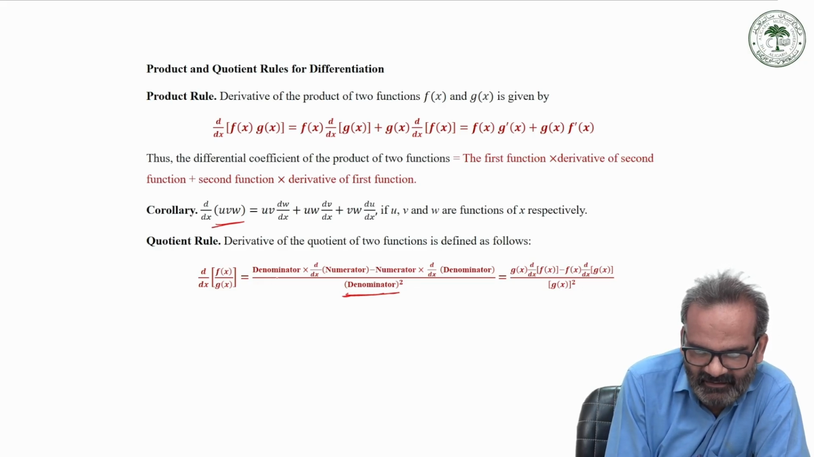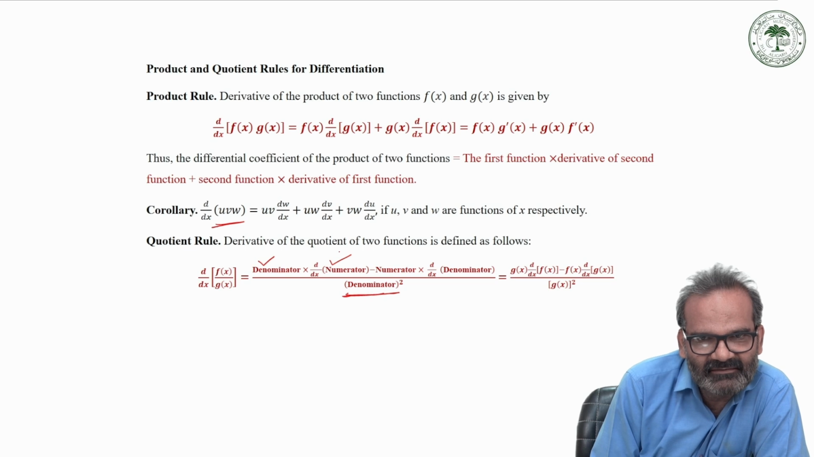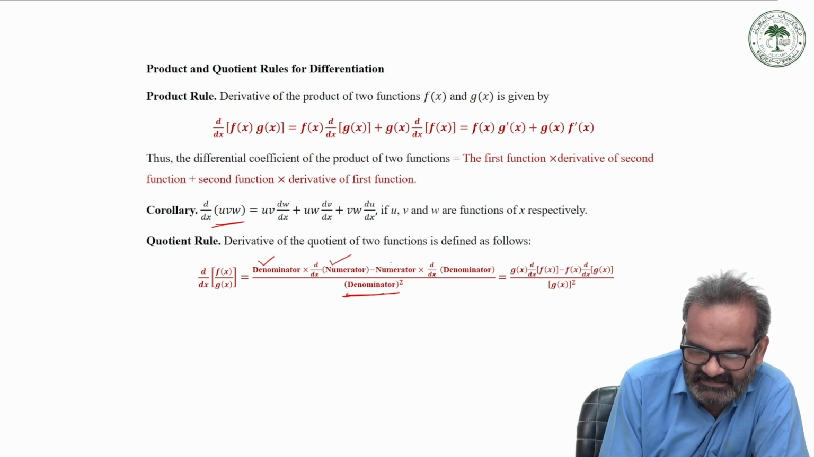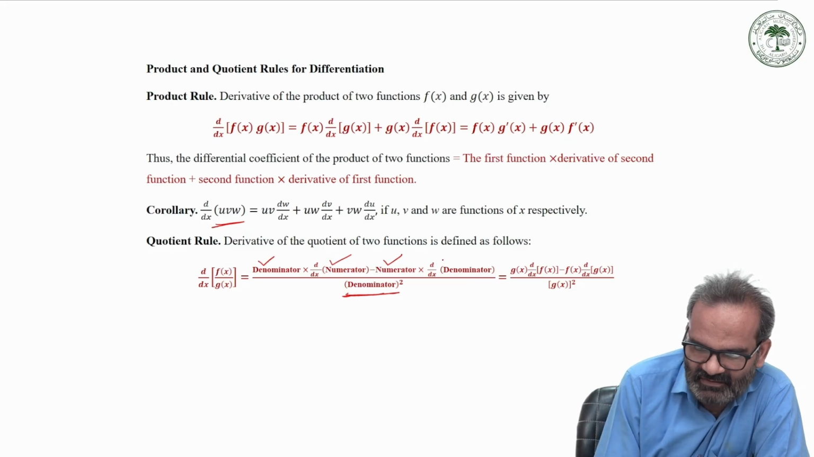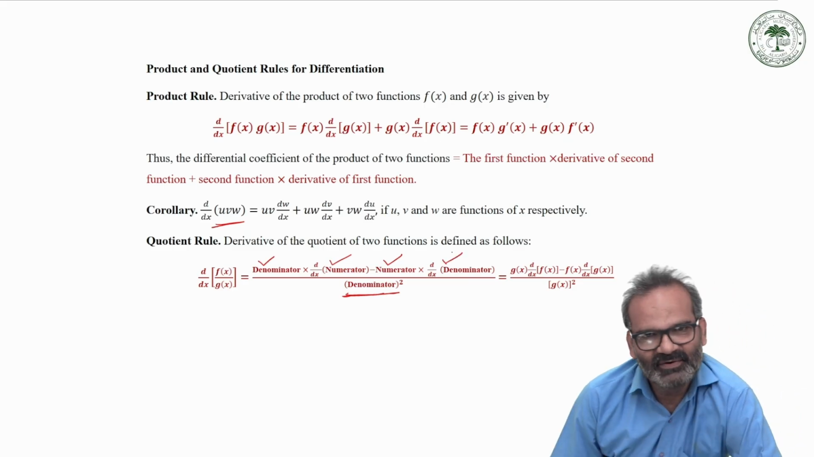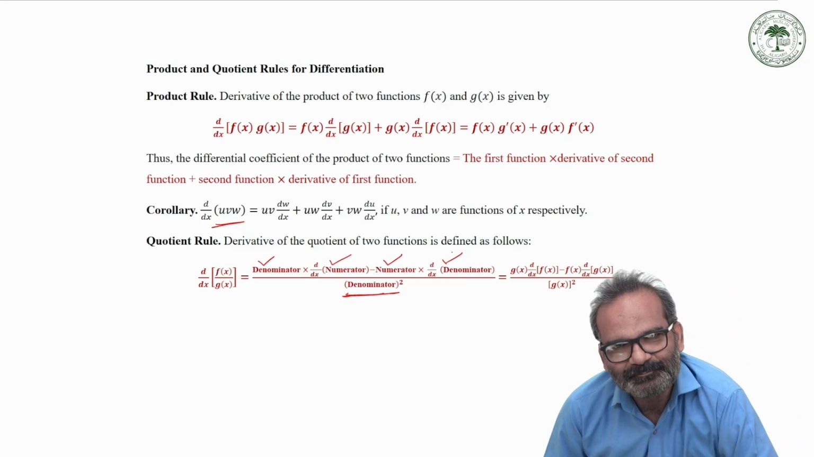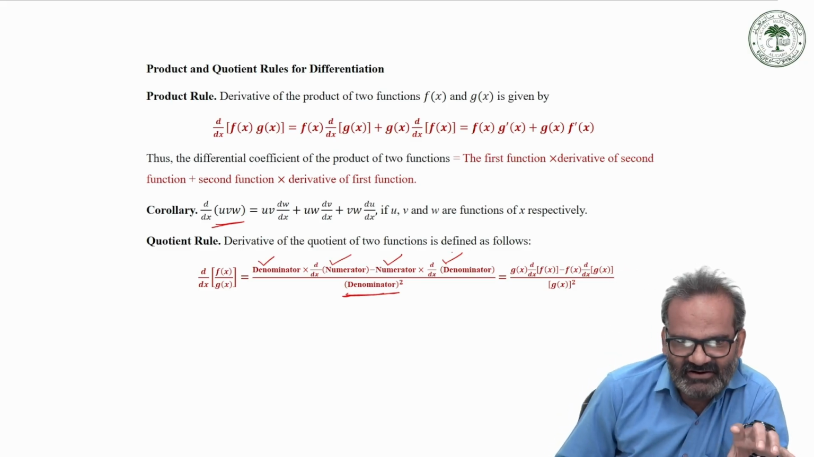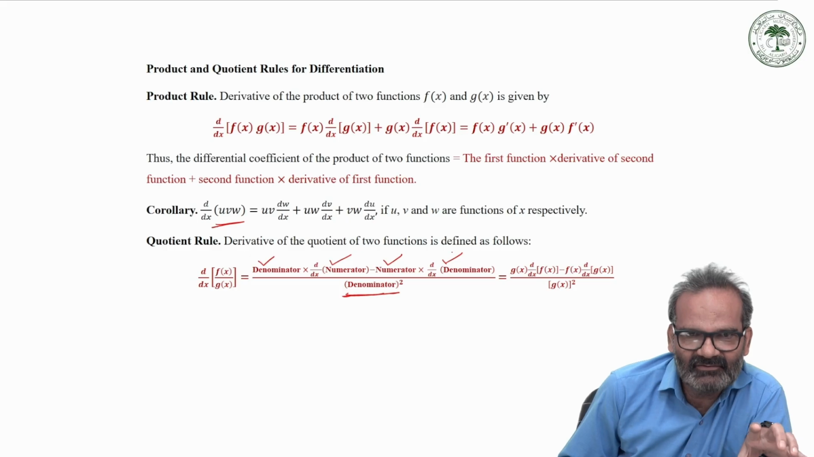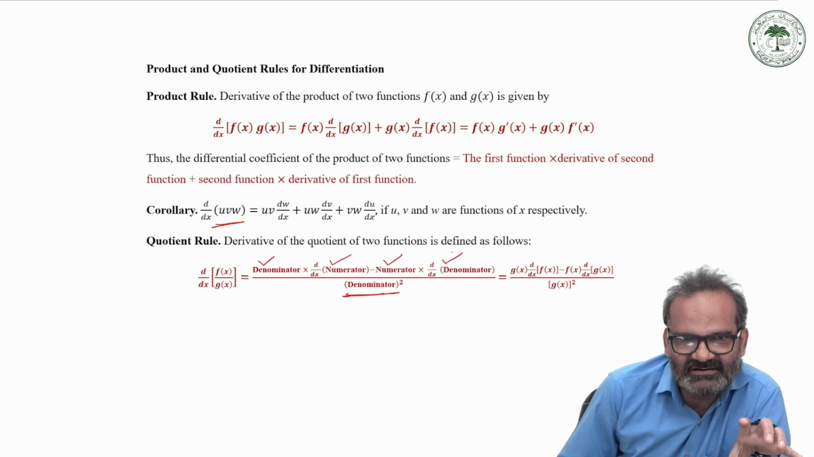In the numerator, first we write down the denominator as it is, into the derivative of the numerator, minus the numerator as it is, into the derivative of the denominator. Clear? Any function divided by another function, we can differentiate by the rule known as the quotient rule.